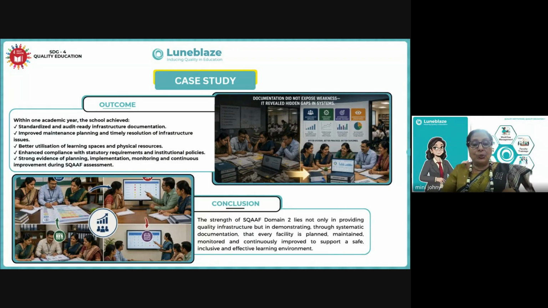Finally, you can see the conclusion. The strength of SQAAF Domain 2 lies not only in providing quality infrastructure, but in demonstrating through systematic documentation that every facility is planned, maintained, monitored, and continuously improved to support a safe, inclusive, and effective learning environment, which results in achieving the learning outcomes of the students. Next slide, please.